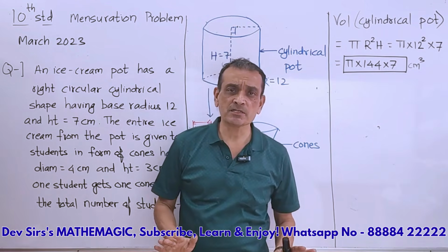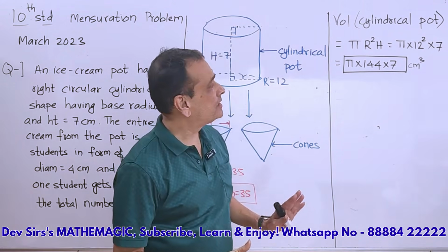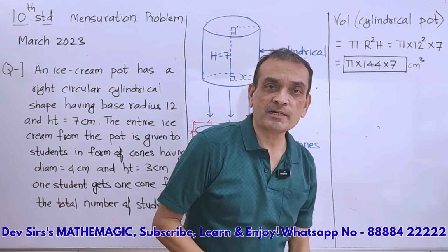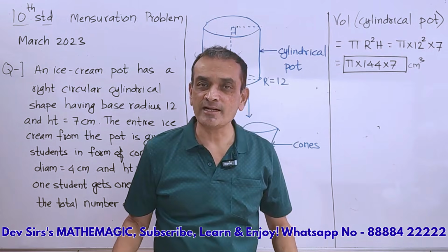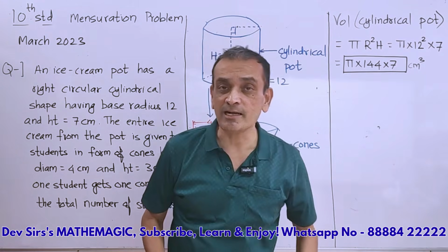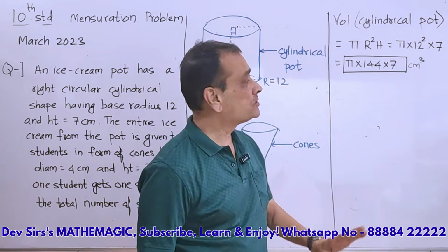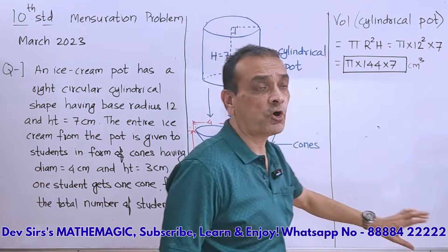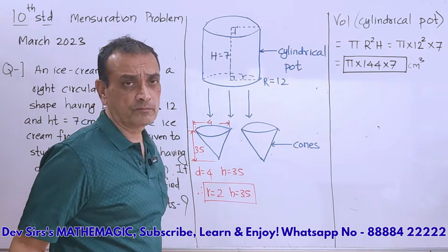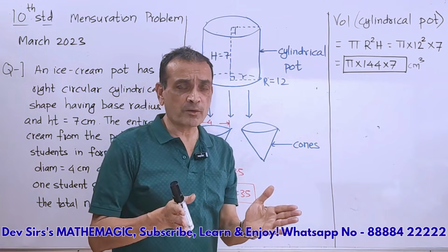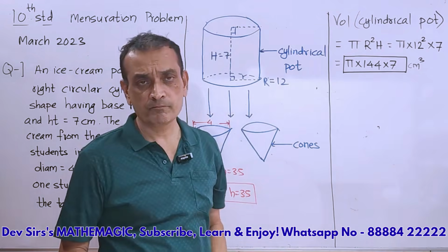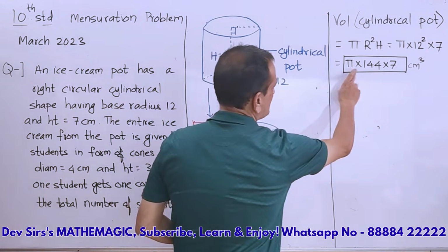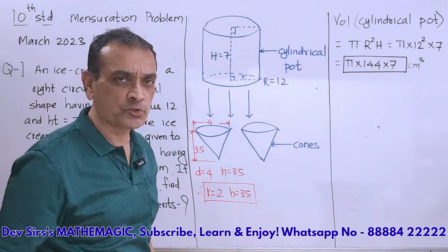In certain guides or some other reference books, they have solved this and made it unnecessarily complicated, putting 22 upon 7 into all that. There is no need, friends. Pi is going to get cancelled. Let's see how. So this represents the volume of the cylinder, the volume of the ice cream in the cylindrical pot. I am keeping pi as it is and I don't have to do the rest of the calculation.